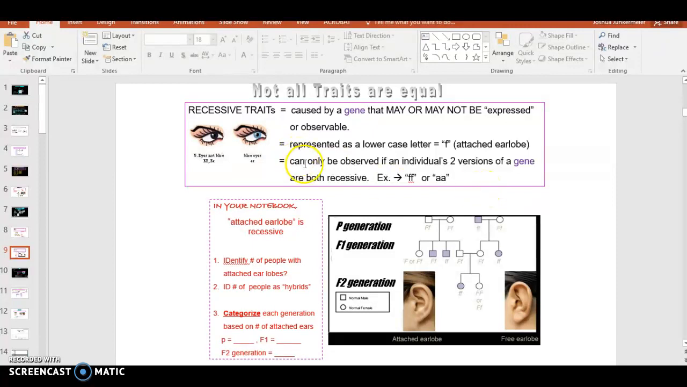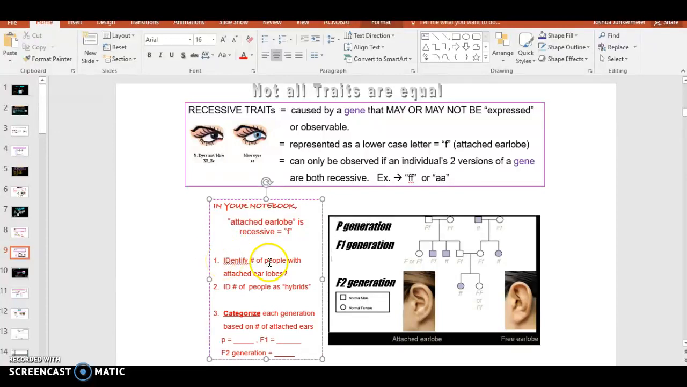It says, a recessive trait can only be observed if an individual's two versions of the gene are both recessive. So the only way a recessive trait will show up is if the two versions are recessive. So if you have little f, little f, then you would have attached earlobes. But if you had capital F, little f, like in this example here, you would have the dominant trait. Your recessive trait wouldn't show up. It says attached earlobe is recessive, and that's going to be represented with little f.